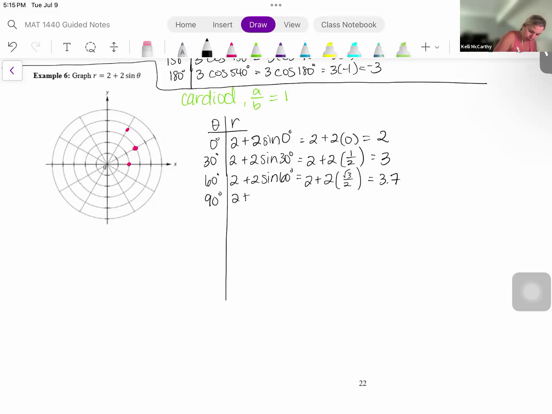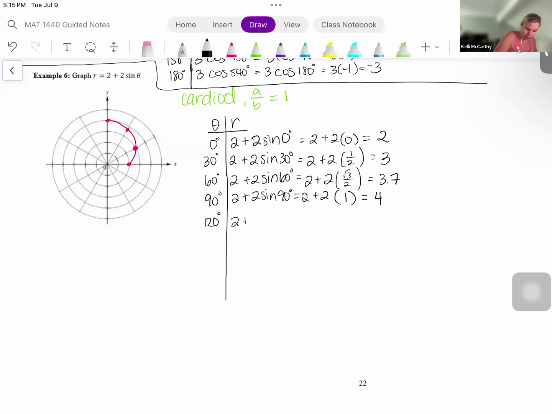90 degrees, we have 2 plus 2 sine of 90 degrees. Sine of 90 degrees is 1, so this is 4. So at 90 degrees, my radius is 4, and I can go ahead and start connecting these points. I hadn't been doing that. Okay, we've got to keep going.